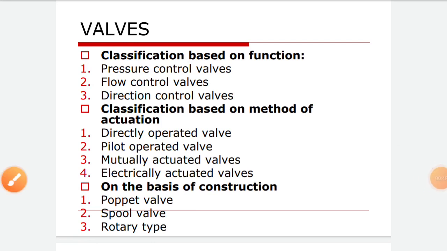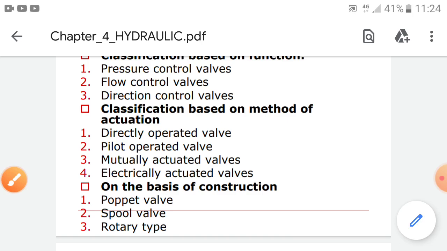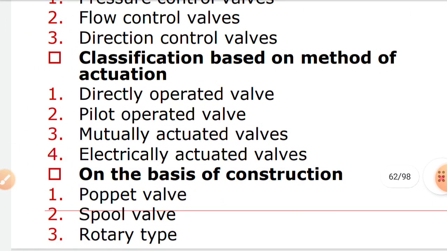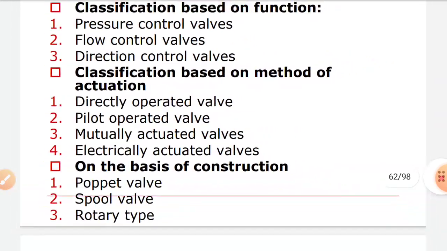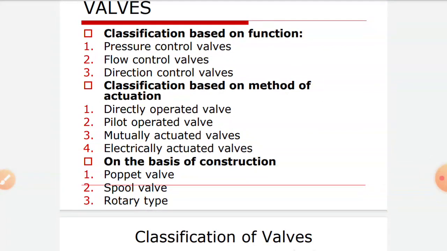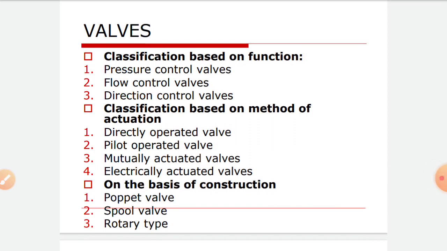Second classification is based on a method of actuation. So in that, first one is a directly operated valve, pilot operated valve, third one is a manually actuated valve and electrically actuated valve. Okay, and next one is on the basis of construction we can use a poppet valve, spool valve, and rotary valve. So those are the types of valve we can use.